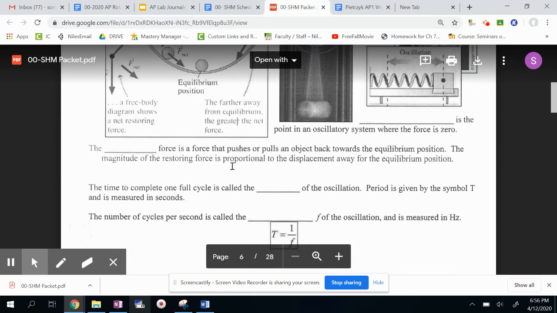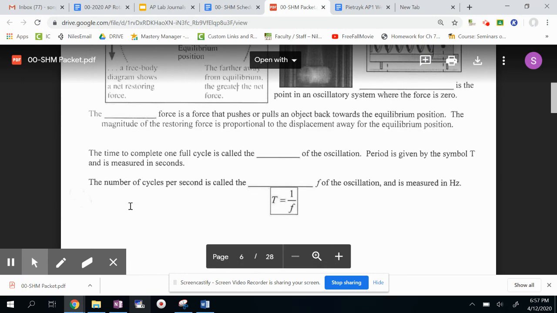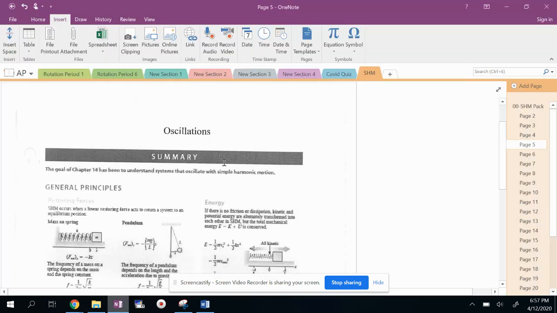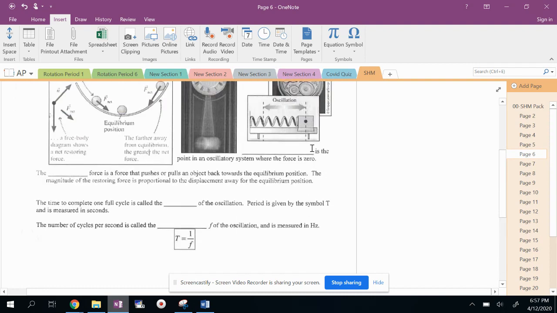Okay. So either you can print this out and take the notes at home, or you can do this simply in your notebook. Okay, so here I am. This is page 5. And we're going to talk about simple harmonic motion.